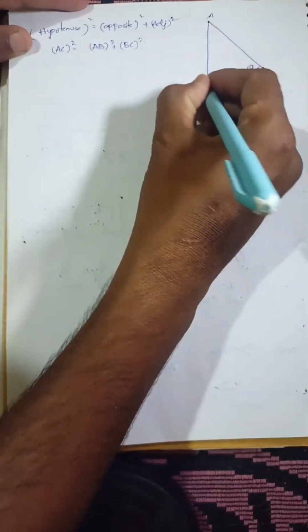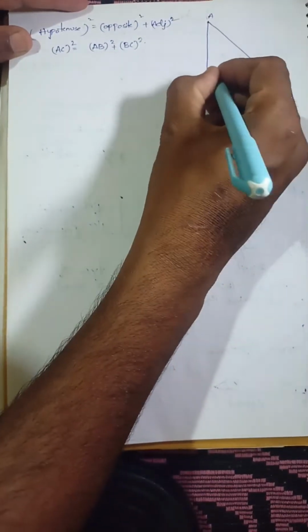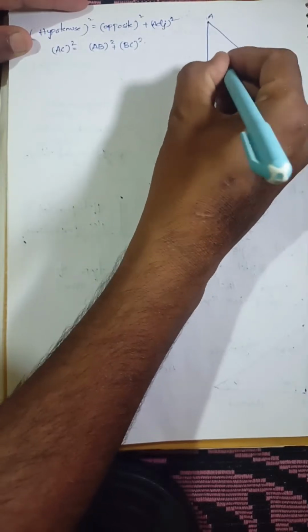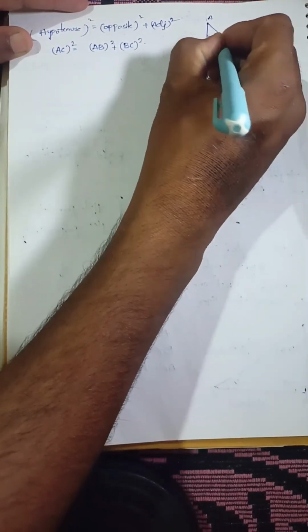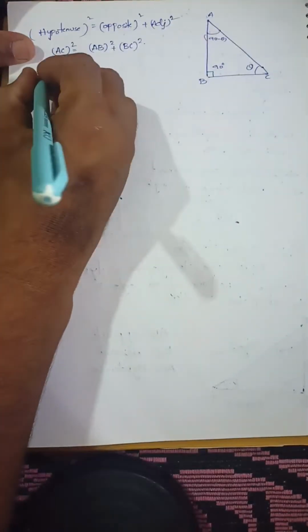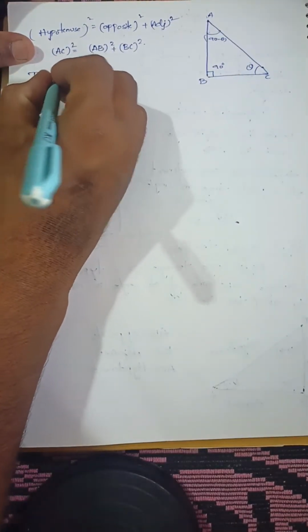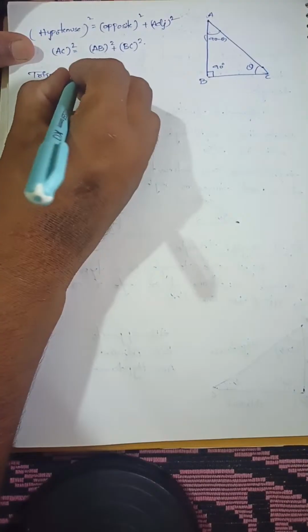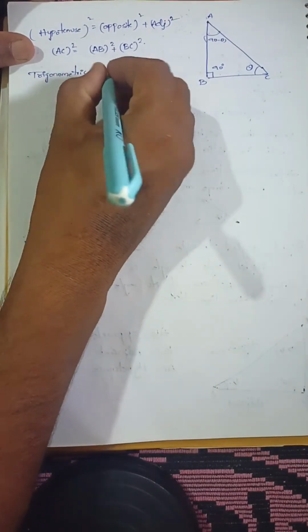So we are forming A, B and C. So this is the angle 90 degrees. So this one we are getting 90 minus theta. Now we are going to use the trigonometric ratios.